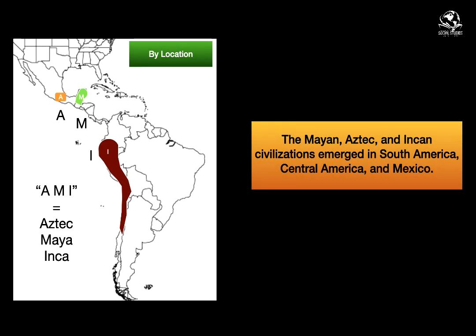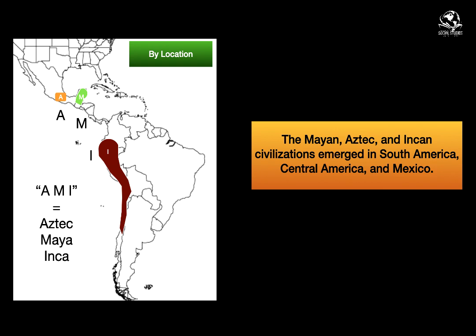All right, so first, to get started, we're going to take an overview of the geography. All three of these civilizations are located in Central and South America. There is an abbreviation, AMI, A-M-I: the Aztecs, Mayans, and Incas. So you can see the Aztecs are in central Mexico. The Mayans, the little green area, that is the Yucatan Peninsula. It looks like a thumb sticking up. And then in the Andes Mountains of South America, we have the Inca.